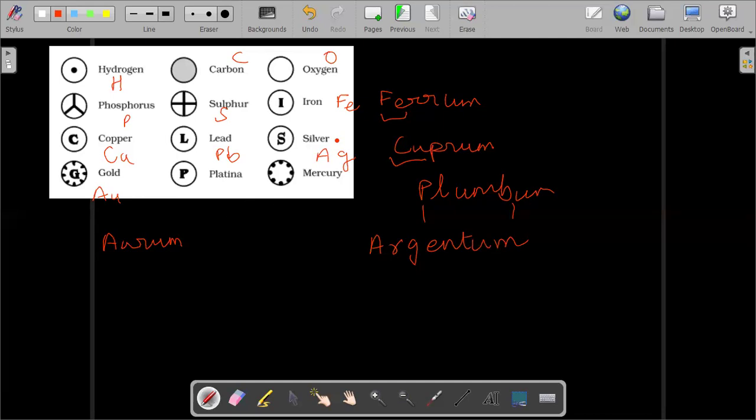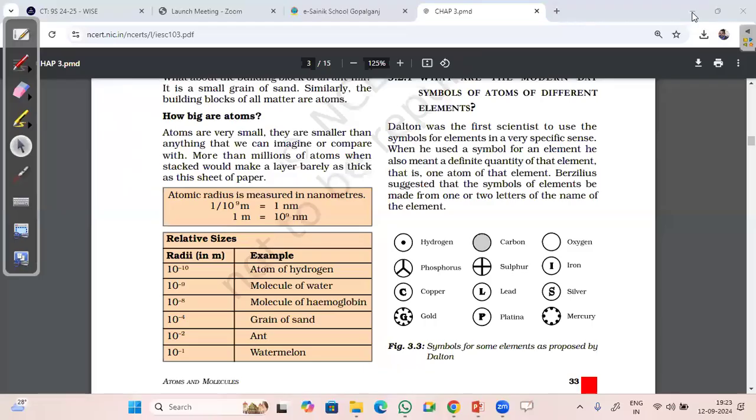Mercury is represented by the symbol Hg. Got it? So these are some of the symbols of the elements which we are using nowadays. Sir, what is platina? Platinum. That is platinum. Sir, it's Pt, no? Yeah, Pt. Platinum is Pt.